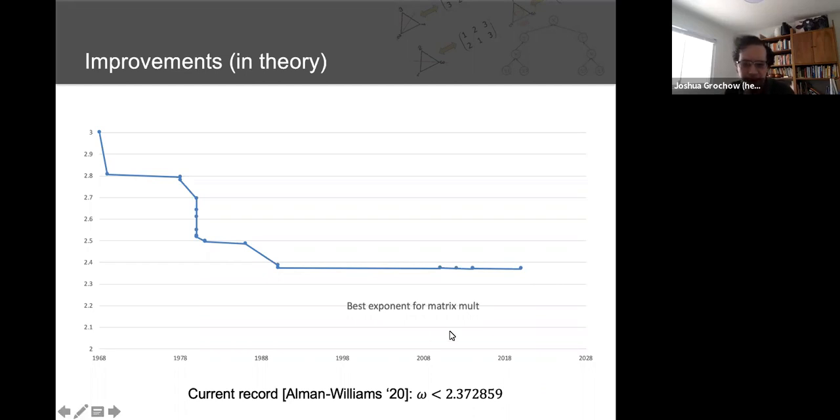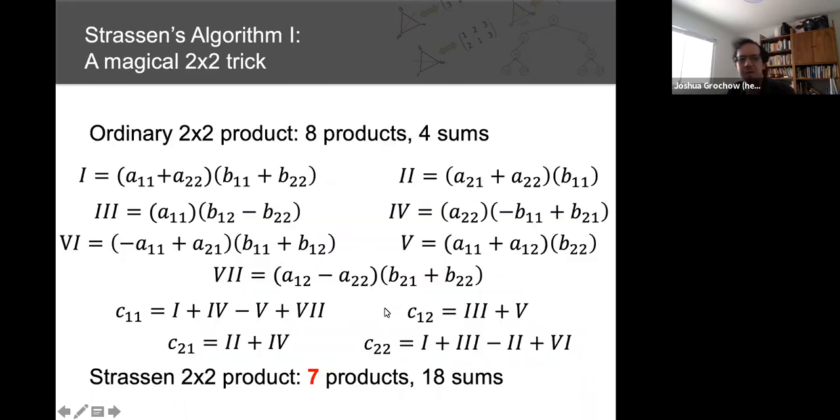Okay, so this is the history, but what I want to focus on is really this first insight of Strassen's. So in Strassen's algorithm, the main gain came from multiplying 2x2 matrices better than you think you can. An ordinary 2x2 matrix product needs 8 multiplications and 4 additions. And Strassen found this thing where you could do 7 multiplications.